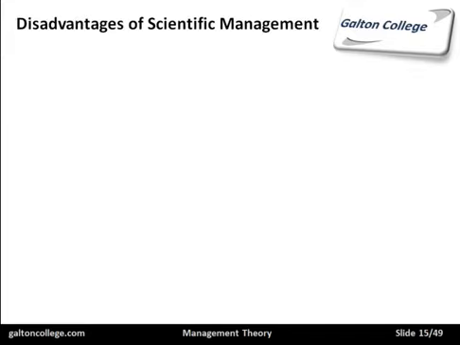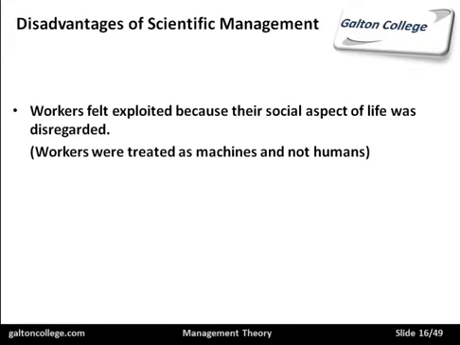The disadvantages of scientific management: the workers were just part of the overall production system. They were not valued as people. They were not valued as individuals. They were valued as cogs in the machine, cogs in the wheel that were turning the machine. They were treated like machines almost. It was their function to be productive and to turn out output.